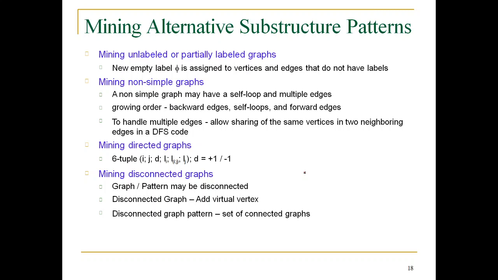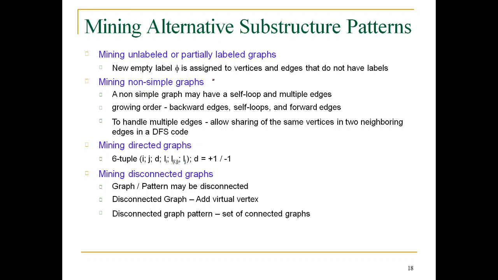Then coming to mining alternative substructure patterns. In this you have unlabeled and partially labeled graphs. This method can be extended for mining unlabeled graphs, for which none of the vertices and edges of the graphs are labeled. So gSpan can directly mine the unlabeled graphs. Then coming to mining the non-simple graphs.